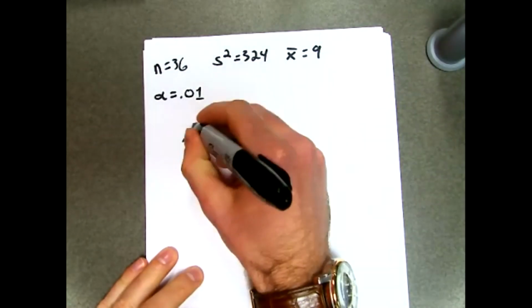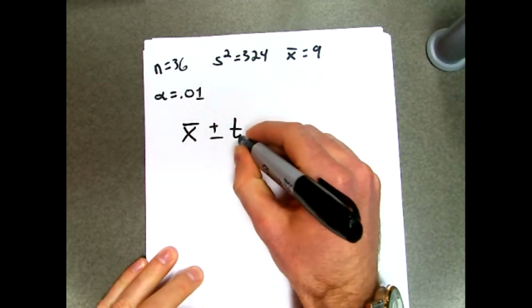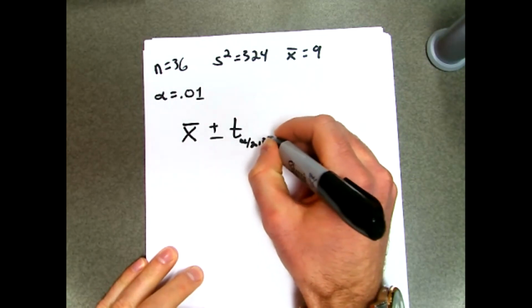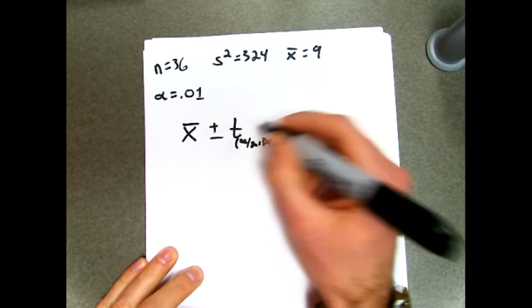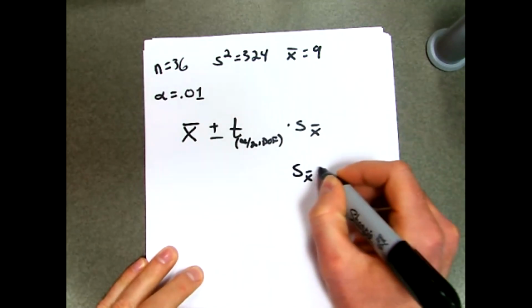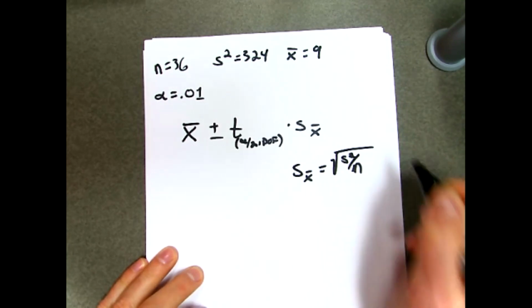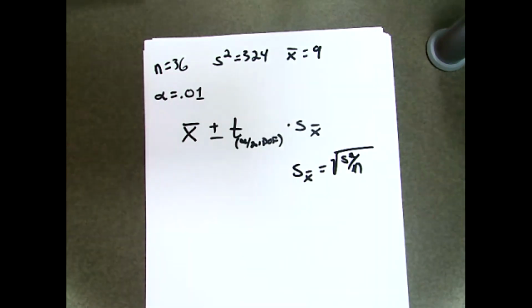So we know that our confidence interval equation is going to look something like this. I'm going to write this a little bit differently so I can make a point here as well. And that standard deviation of my sample means is the original sample variance over my sample size, taking this square root.